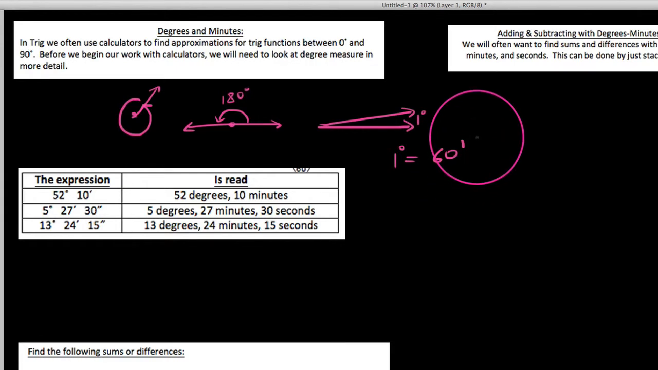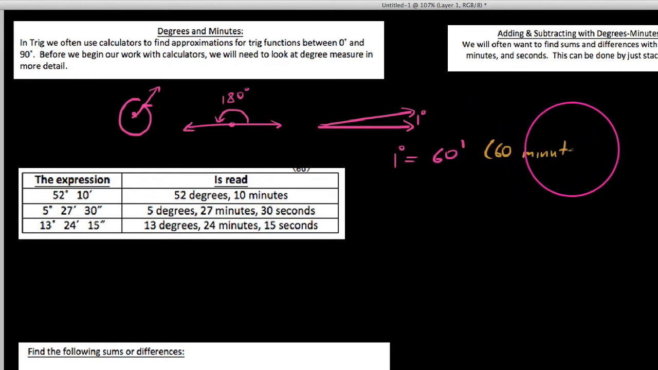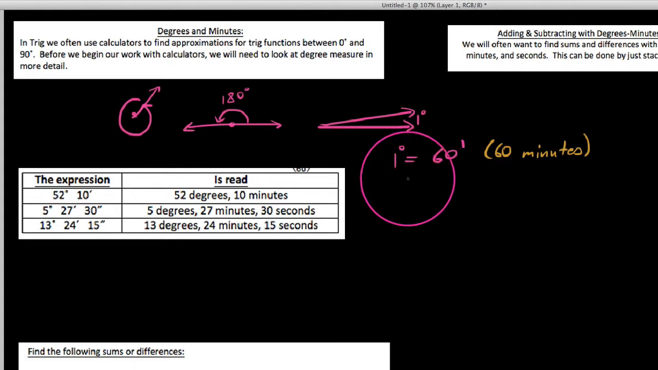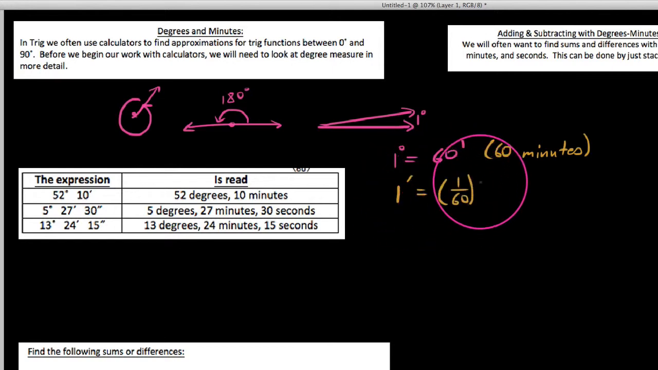We say this is 60 with a notch mark. One notch mark represents minutes, so this is read as 60 minutes. What we're saying is this: 1 degree is made up of 60 smaller sized parts that, if you add them all together, make up this 1 full degree. So if 60 minutes adds up to 1 full degree, then we could also say this: 1 minute is equal to 1/60th of a degree.